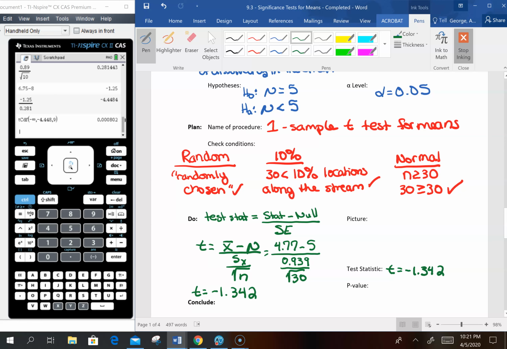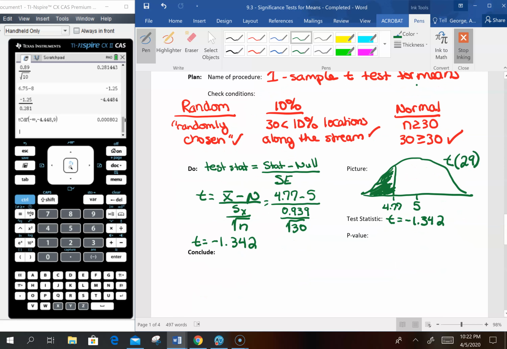All right, now to draw our picture. This is a t distribution, not a normal distribution. So for a t distribution, we just have to label with our degrees of freedom. So we had 30 in our sample, so 30 minus 1 would give us 29. Our mu was 5, and our average, our x bar, was 4.77. So that's where we're shading. We're shading below. And to find our p-value, then we've got to put this in our calculator.